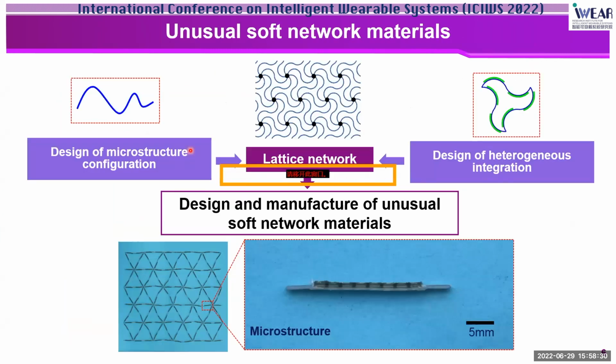In particular, we have established a class of soft network designs and manufacture approaches. The key idea is to incorporate strategically designed microstructures into the lattice network and to utilize the composition design and the geometric optimization of the microstructure so as to tune the effective mechanical properties of the entire network material.